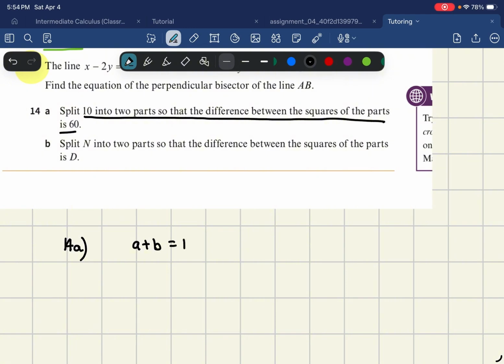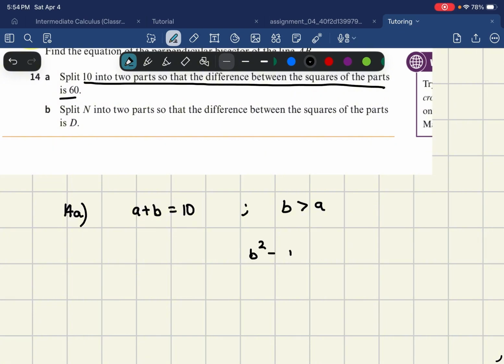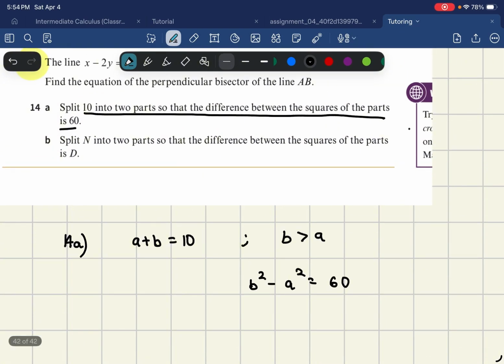So A plus B has to be 10. So we've split 10 into A and B. They have to add together to give me 10. And difference between the squares of the parts. So let's assume B greater than A, right? So B squared minus A squared is 60. That is what is given, right? Difference between the squares of the parts. Because I want a positive difference, if B is bigger, then the square is bigger. So B squared minus A squared is 60.